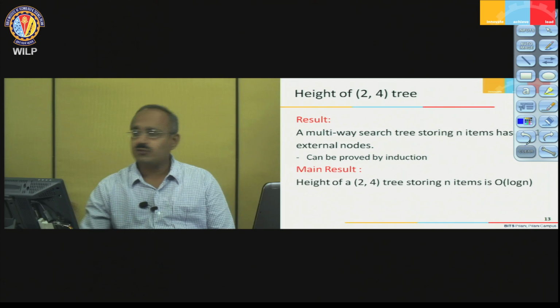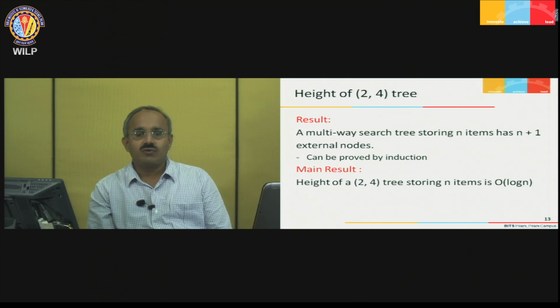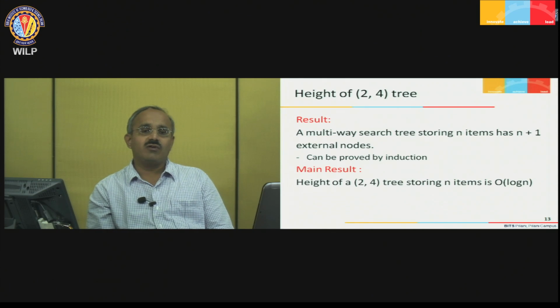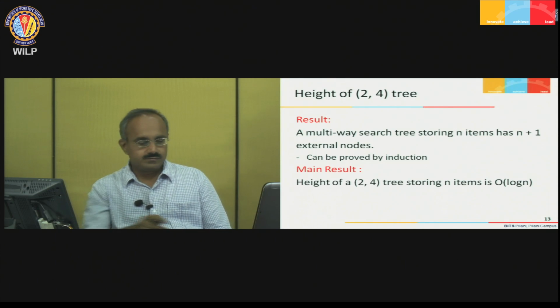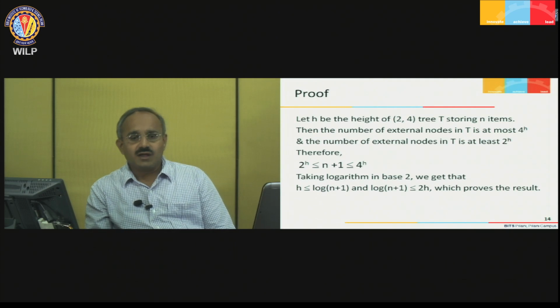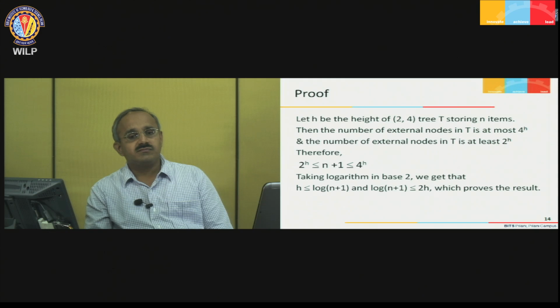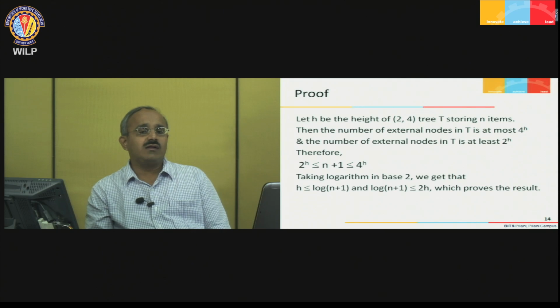We will try to use this result in proving the main result that says that the height of a 2-4 tree storing n items is of order log n. The proof is simple. Let h be the height of a 2-4 tree which stores n items. Then we try to find the maximum number of external nodes and the minimum number of external nodes that such a tree should have. And we know that that is going to bound n plus 1 from above and below.